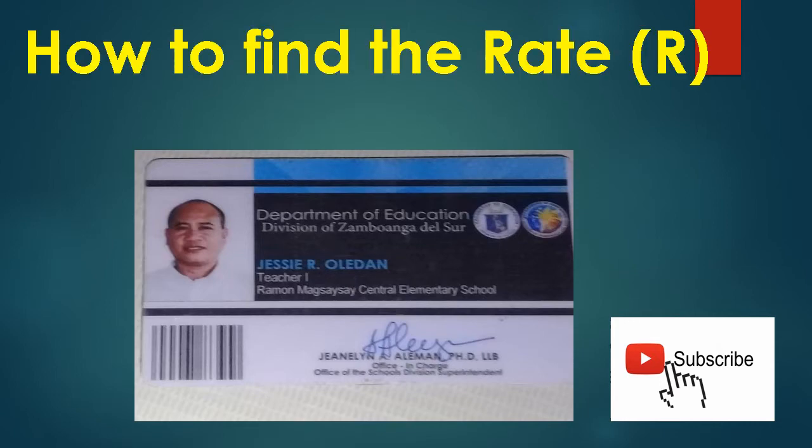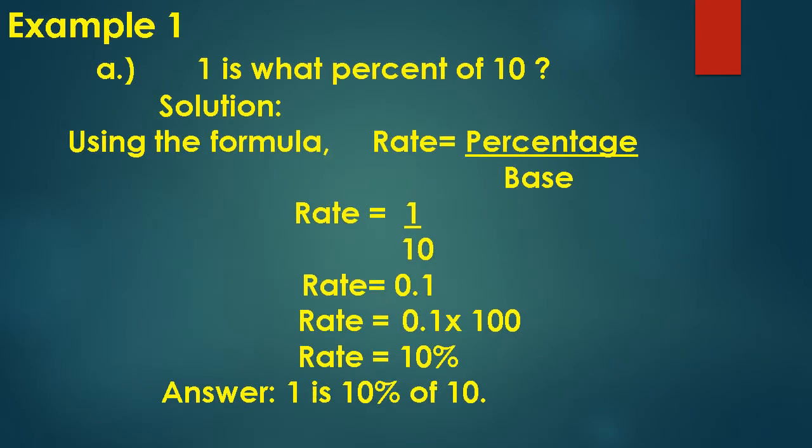Now, you are going to learn how to find the rate. Example number 1. 1 is what percent of 10? Solution. Using the formula, rate is equal to percentage divided by the base.